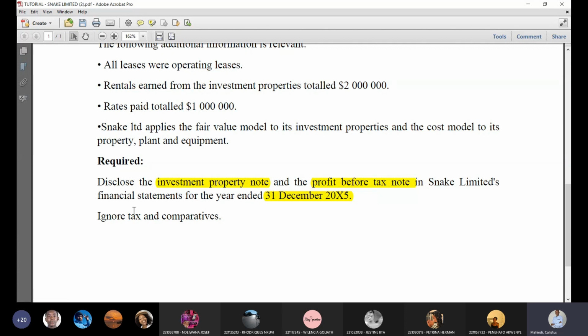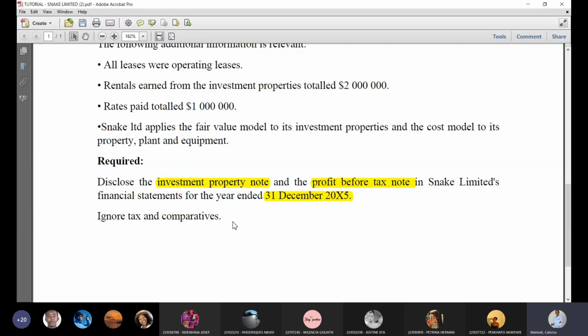You should ignore tax and comparative amounts. So you don't have to have a column for the prior year because you're not going to show comparatives, and ignore tax. We're not going to look at VAT. We're not going to look at any deferred tax. So it's just a clear, straightforward question that deals with investment property.